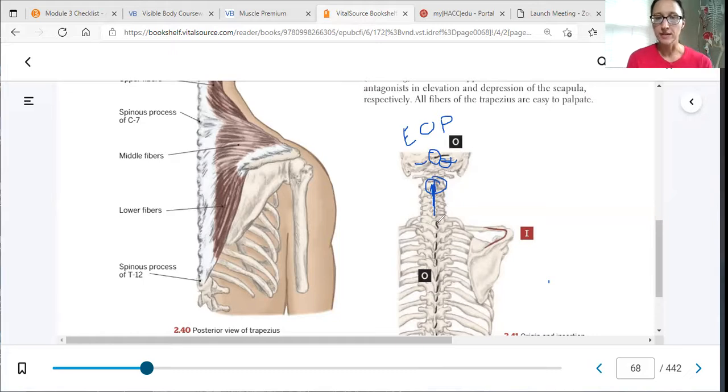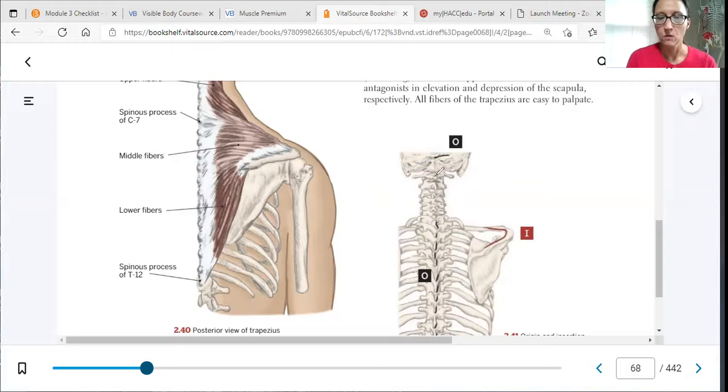Then we have the spinous processes. So here we start the spinous processes. Just color them in here. Spinous processes of C7 through T12. C7 means cervical vertebrae 7. So let me clear all my drawings here.